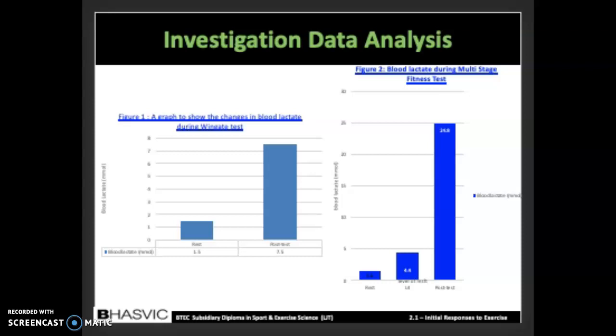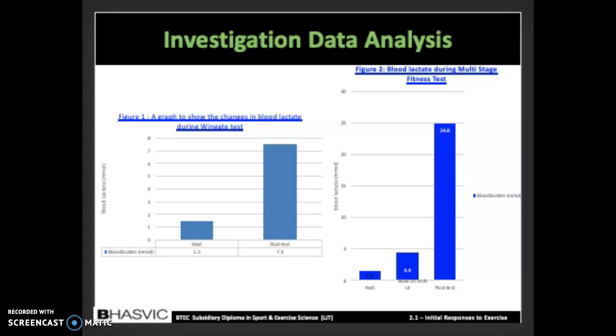In the multi-stage fitness test, the blood lactate level is at rest at 1.5 millimoles. The energy system at the start of the test varies, as all of them are in action. Different energy systems can produce energy faster, or it may take longer. The available ATP in the muscles is a very simple process, and can be used immediately. However, the aerobic system takes a longer period of time to start working, as it is a more complex process.